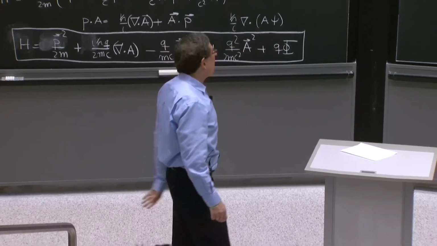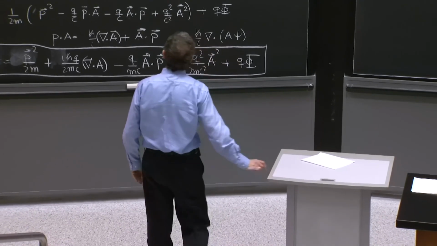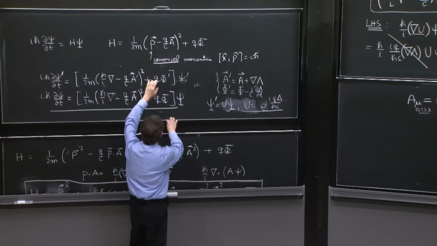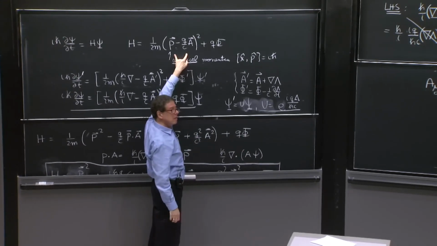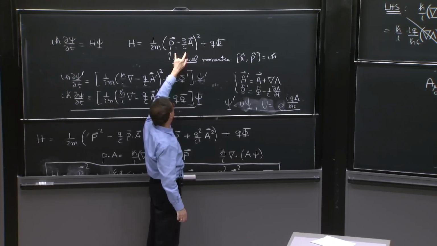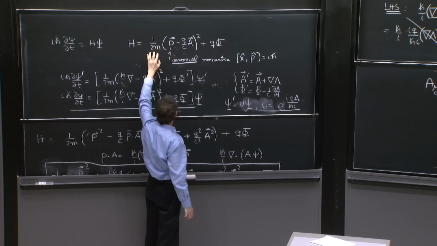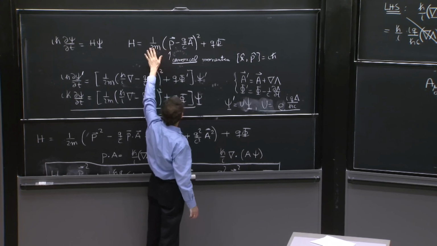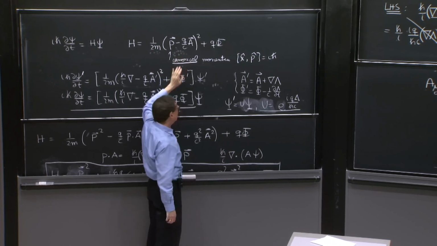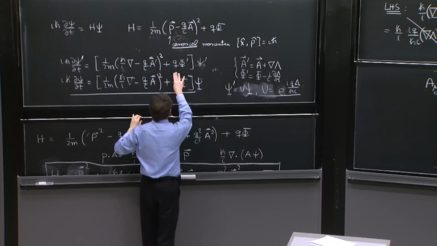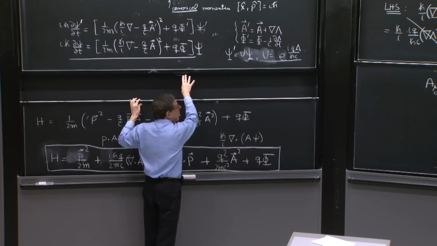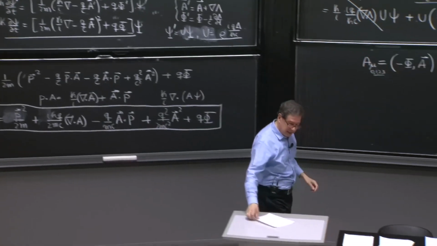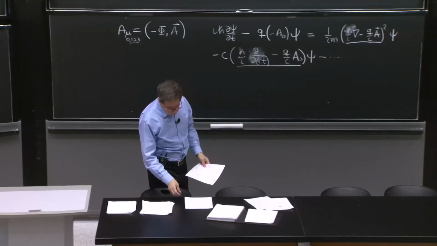It's the one that generates translation. The one that is mass times velocity is really this whole combination. Because if it's mass times velocity, this term, 1 over 2m times mass squared times velocity squared, gives you kinetic energy. So we have to beware that the canonical momentum is not necessarily the simplest, most intuitive object.